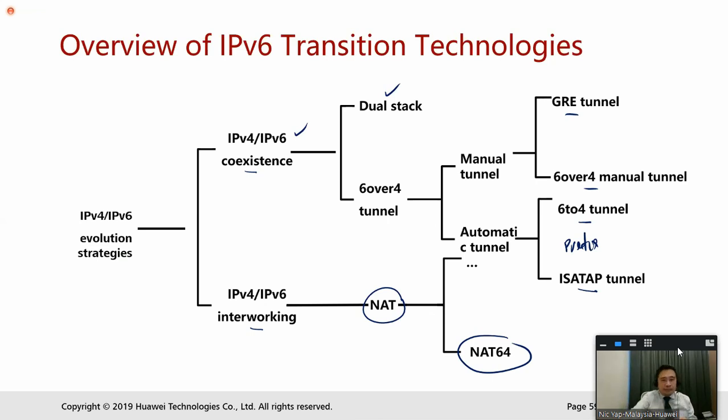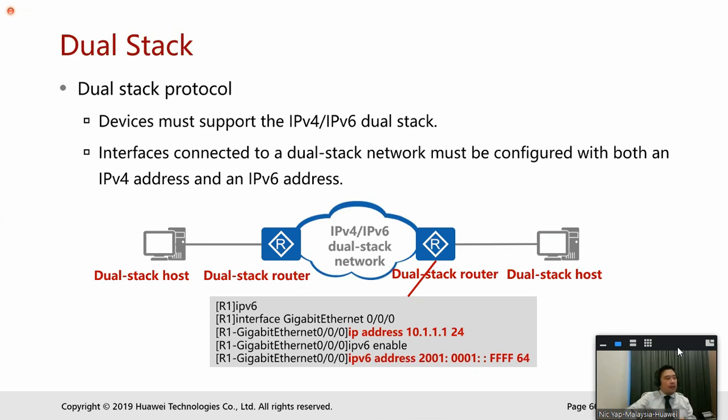Alright. The first one we look into is V4 V6 coexisting. They call this dual stack protocols. Device must support V4, V6 as a dual stack. An interface connected to a dual stack must be configured with both a V4 address and a V6 address. They must have an IPv4 and IPv6 address. So let's say you're using V4, they can talk to each other, or use IPv6, they can talk to each other.